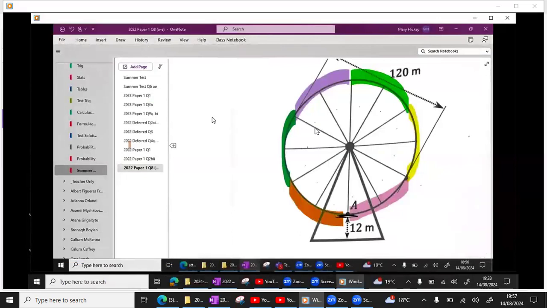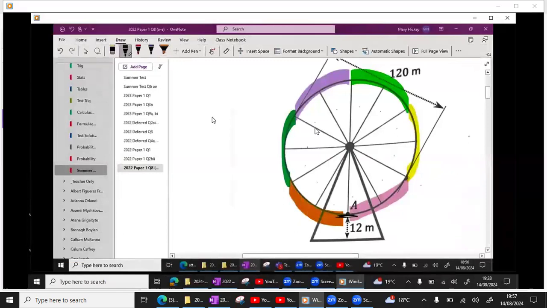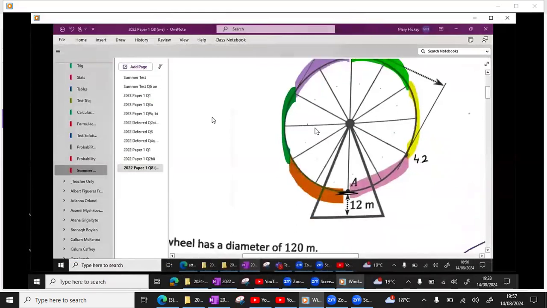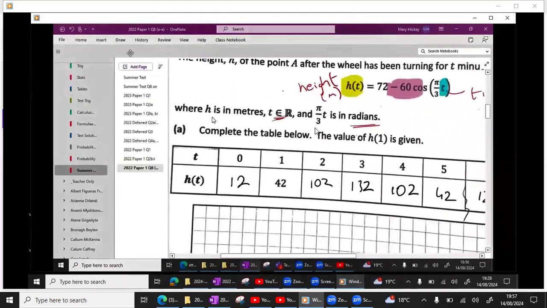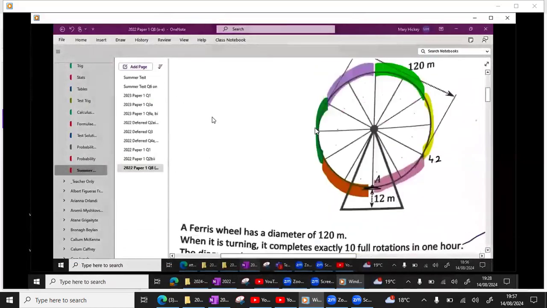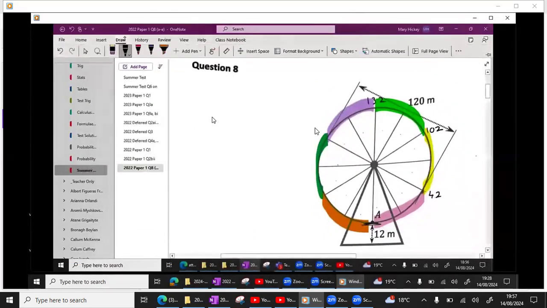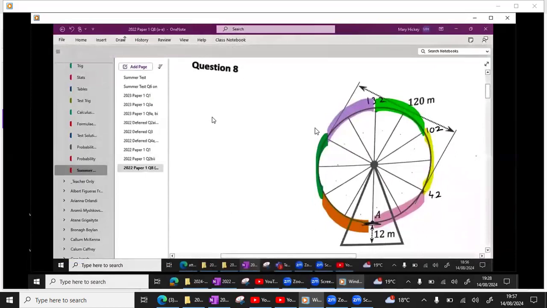Now it goes from 0 to 42. So 42, I guess, in my head is there. You know what I mean? Because it's 12, 42. If you look at the pattern here, 12, 42, 102, 132, 102, and that makes sense, doesn't it? Because again, I'm just showing you the connections. We're told the diameter is 120, so that's the diameter, isn't it? And then it's 12 from the ground, so 120 plus 12 would be 132. So it all makes sense. And again, this is 102, back around 42, and then back to 0.